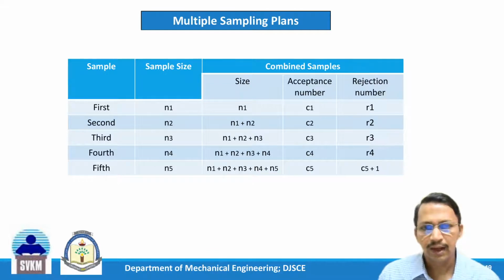Now this is the last lot. That's the reason why, since this is the last lot, you don't have any rejection number here. Simply the acceptance number is given here. So if the total number of defectives in all these samples is greater than this acceptance number, then simply reject the lot. So this is how this multiple sampling plan is executed.